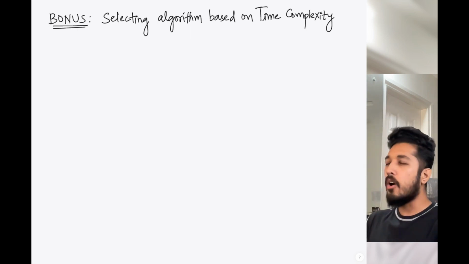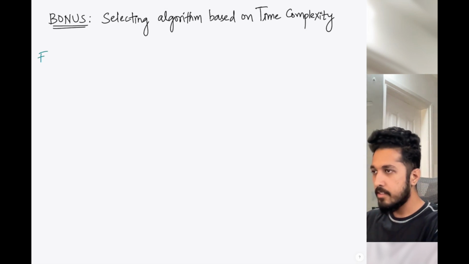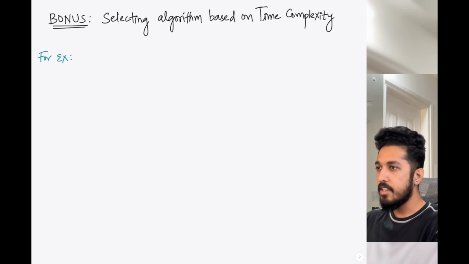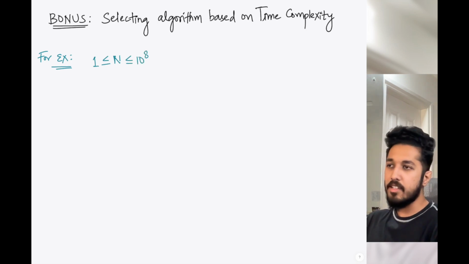When you code algorithms or solve problems on various coding platforms like HackerRank, LeetCode, CodeChef, CodeForces and so on, there are always certain constraints given to you for the problem. For example, we might have a constraint saying that n lies between 1 to 10 to the power 8. These constraints depend mostly on the platform that you're coding on.